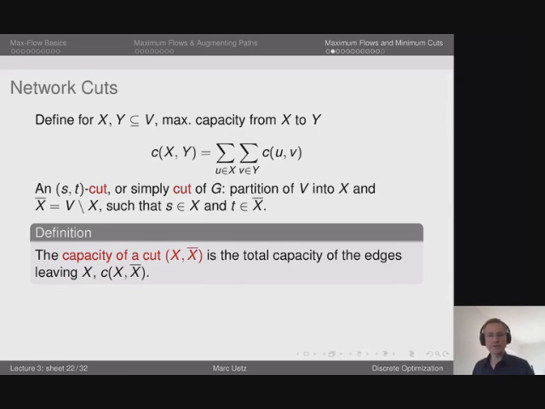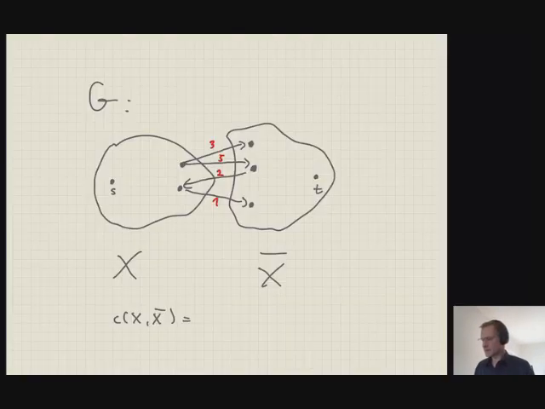Let me just illustrate that using a little example here. So we have a graph G, and the set of vertices is partitioned into a subset X and a subset complement of X, such that the source vertex is sitting in X and the target vertex is not sitting in X, so it's sitting in the complement of X. Okay, so at least the target vertex is sitting in the complement of X, but potentially other nodes.